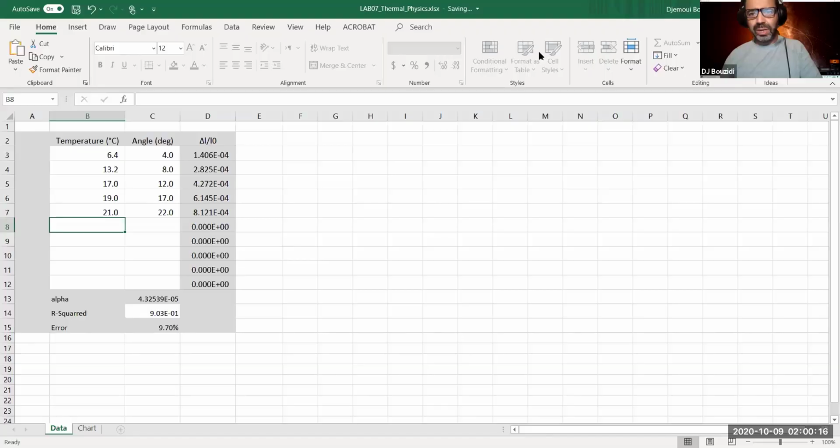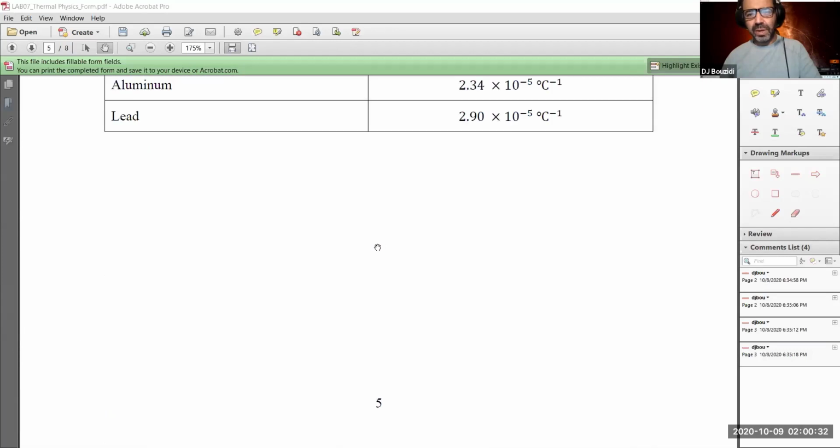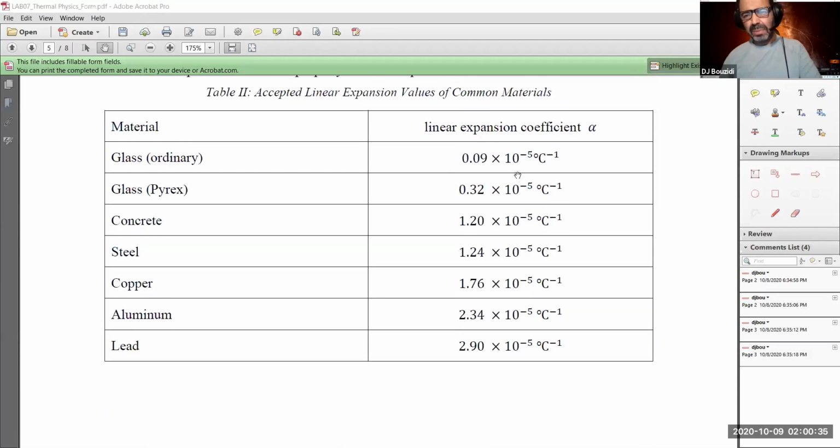Remember, let me stop sharing quickly so that we have the data. Alpha has a 10 to the negative 5 in it everywhere. That's what that E means. E to the negative 5 means 10 to the negative 5. Excel doesn't do 10 to the power. It does E, exponential, with the power base of 10. That's how Excel represents the powers.